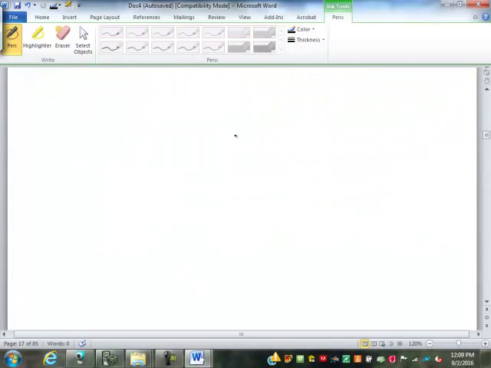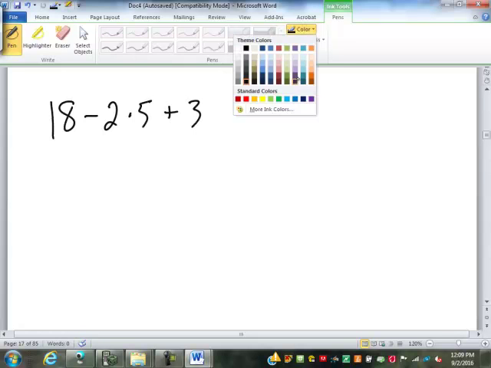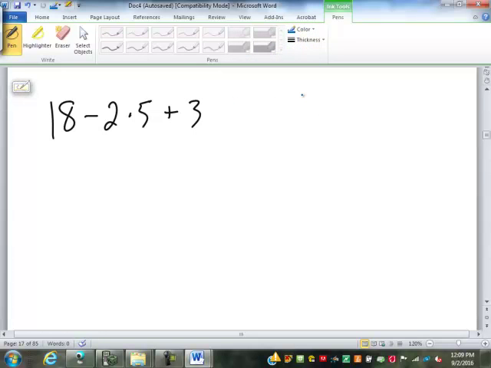Okay. Well, one of the other things that we're going to touch on is what if we have a problem that looks like this? 18 minus 2 times 5 plus 3. Well, doing a problem like that, some of us might look at that and say, hey, let's just go left to right. That's how we read, right? You start in and say, well, 18 minus 2 is 16, then times 5 is 80, plus 3 is 83. Notice I didn't write that down because that would not be the correct answer.